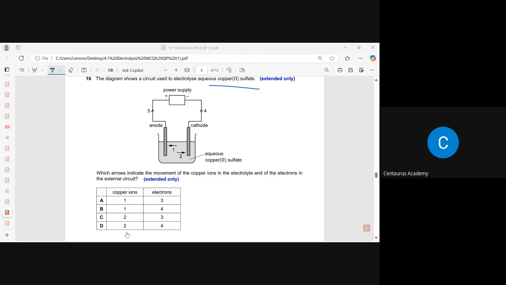Yes, very good. C is the right answer here. Why is option C the right answer here? Can anyone tell me? Yes, ma'am, I can tell.